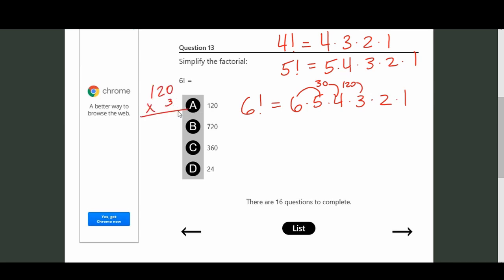3 times 0 is 0. 2 times 3 is 6. 3 times 1 is 3. So this is 360. 360 times 2. If you need to, you can work that off to the side, but you should know it's 720.